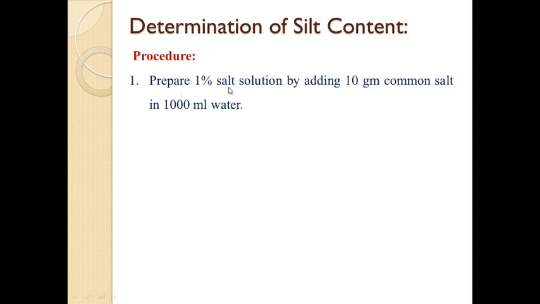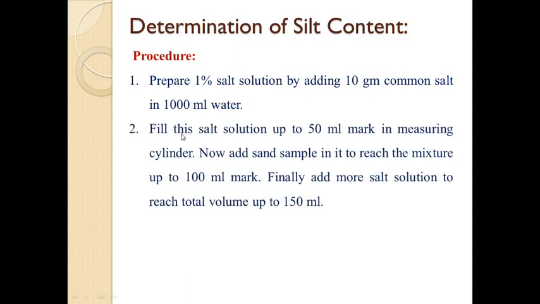Prepare a 1% salt solution by adding 10 gram common salt to 1000 ml water. So firstly we have to prepare the salt solution. Next, fill this salt solution up to the 50 ml mark in a measuring cylinder. Then add the sand sample to it to bring the mixture up to the 100 ml mark, and finally add more salt solution to reach a total volume of 150 ml.